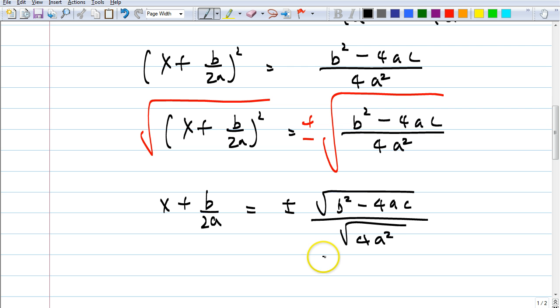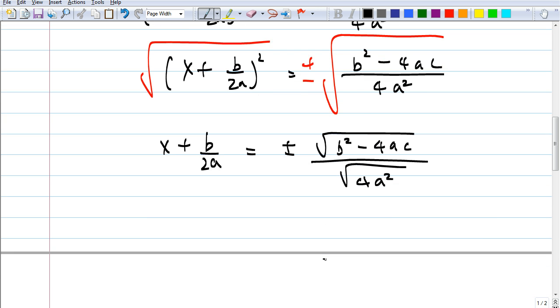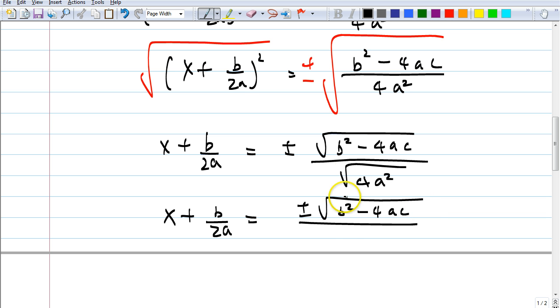Now, thankfully, my denominator is a perfect square, isn't it? So, could I rewrite this as x plus b over 2a equals plus or minus square root of b squared minus 4ac, all over, this is going to be simply 2a. Are we done? Almost. We just need one more step. Who knows what to do?